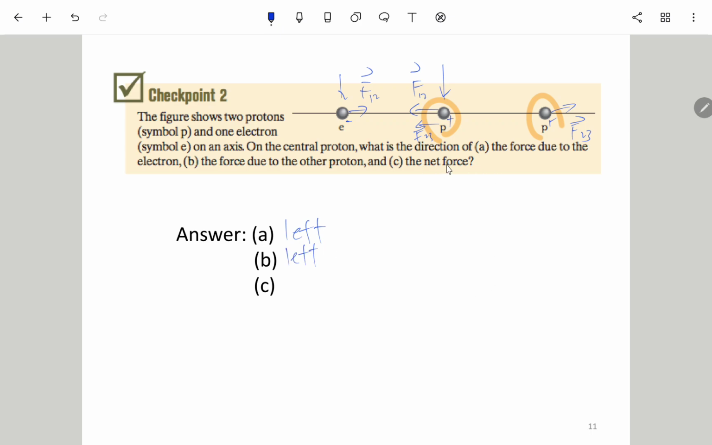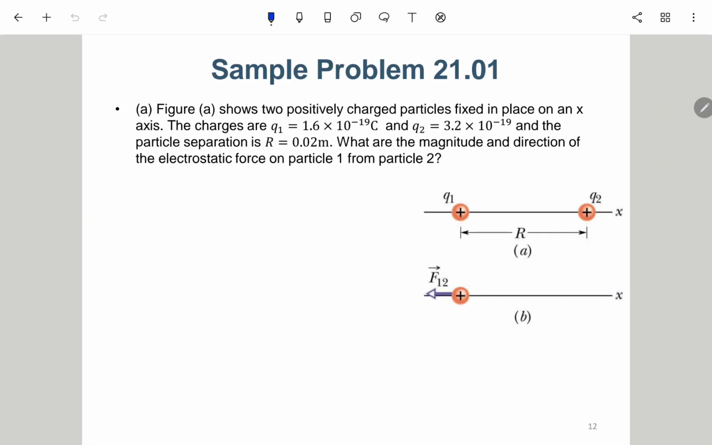And then for C, the net force. Okay, so these two forces are all pointing to the left side. So the total force should also be pointing to the left side. So this is just a very easy checkpoint to let you have a slight warm up.